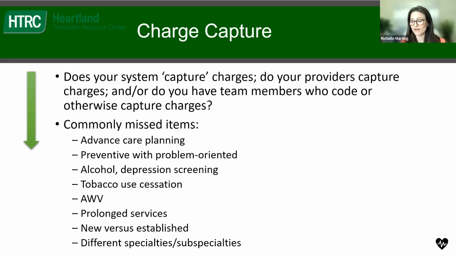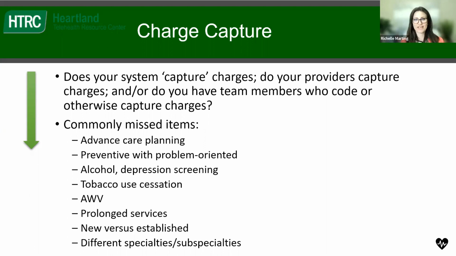I'll double check that and I'll provide the resource after this session. But the most recent update I saw was that's the day of the PHE and not the end of the calendar year. Get that note down for a follow-up. Thank you for that question.